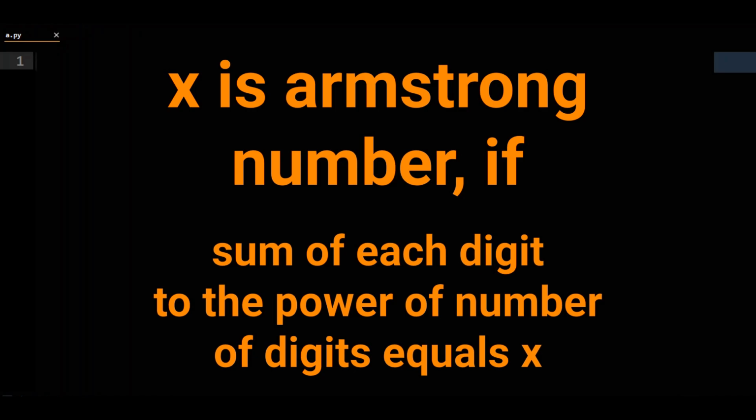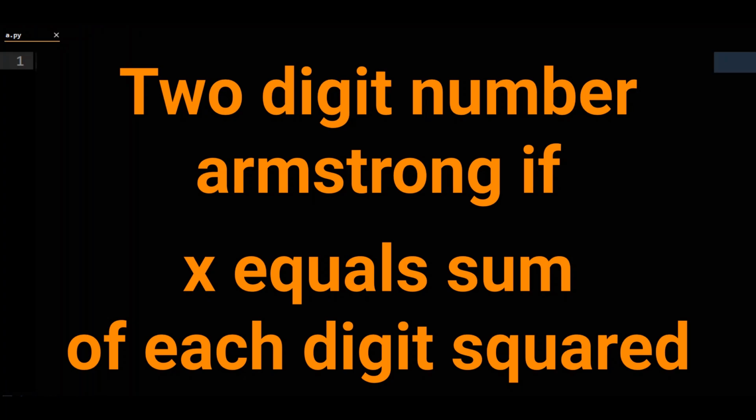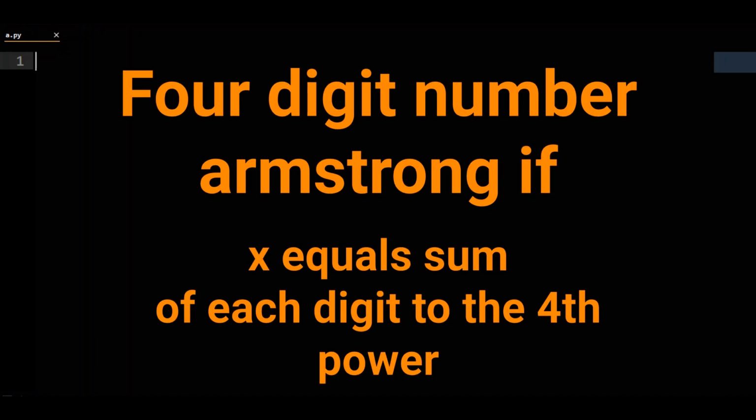More generally, though, this applies to numbers with any amount of digits. A given number x is an Armstrong number if x is equal to the sum of each of its digits raised to the power of the number of digits it has. More simply, put by example, a 2-digit number is an Armstrong number if it equals the sum of each of its digits squared. A 4-digit number is an Armstrong number if it equals the sum of its digits to the 4th power, and so on for any amount of digits.